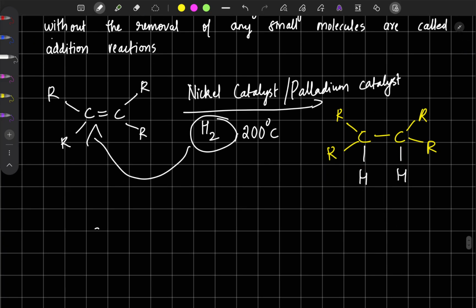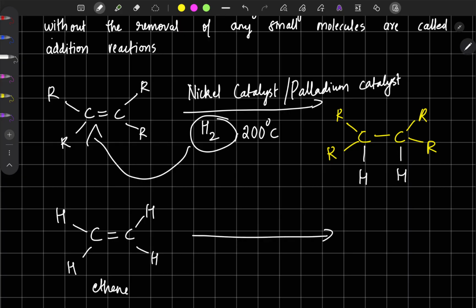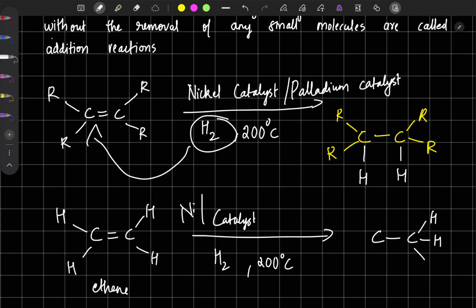So imagine if it was a compound like this. What is the name of this compound? Yeah, it is ethene. So if ethene is undergoing the same reaction, there is this catalyst, hydrogen, 200 degree Celsius, nickel Ni, nickel or palladium catalyst. So what will happen? This double bond breaks and there will be hydrogen, hydrogen, hydrogen. So it will become ethane. That is the use.